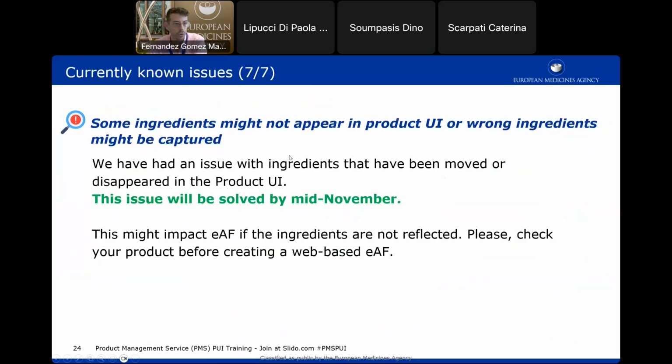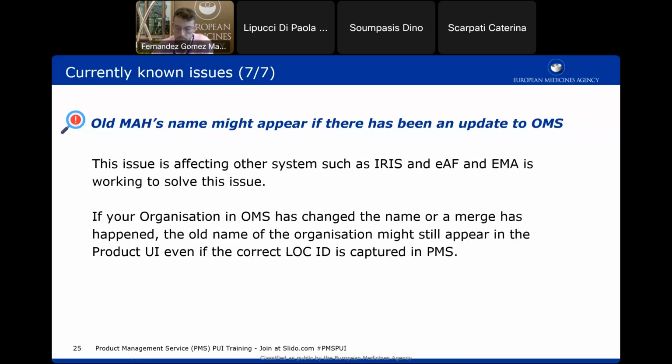And last but not least, by mid of November, so in 2 weeks, we will be fixing an issue where some ingredients might not appear in the product UI or wrong ingredients might be captured. This is also impacting EAF if the ingredients are not reflected. So we please ask you to check your product before you use the web-based EAF. Again, it's not all the products. Some products might have wrong ingredients captured or not appearing in the product UI. So we ask you to check.